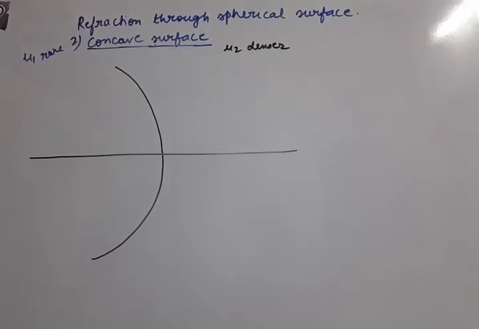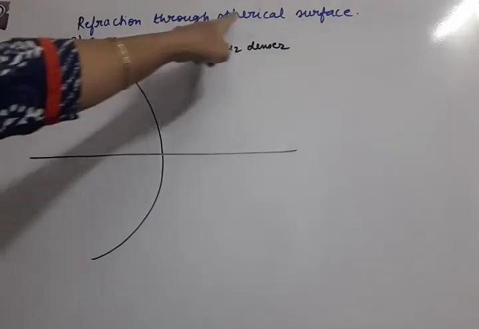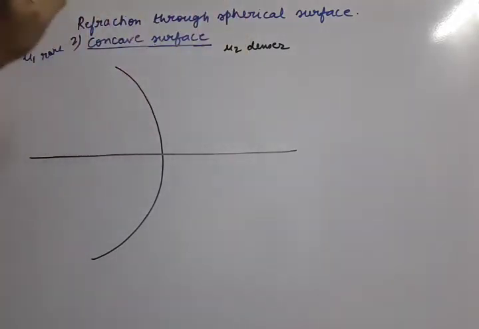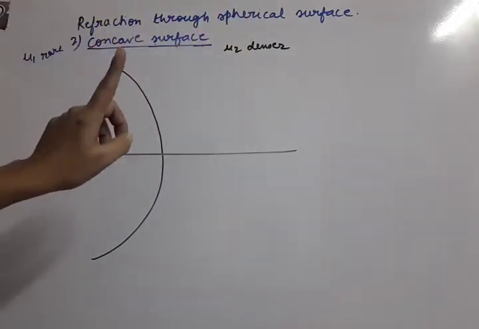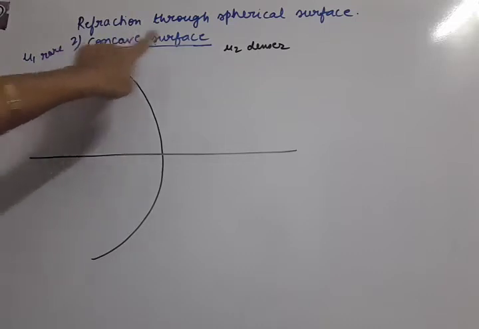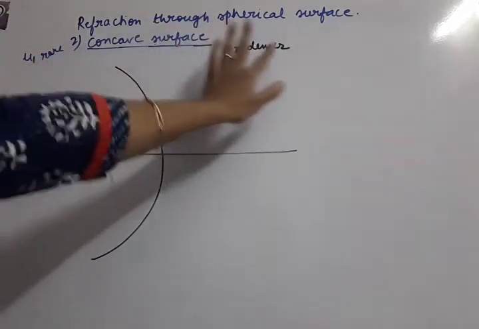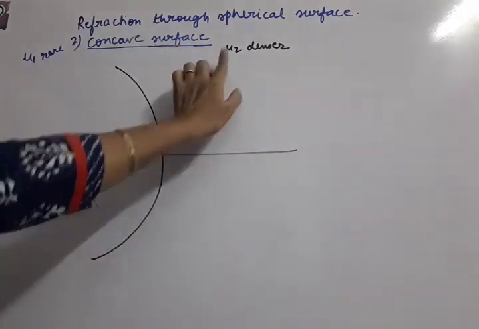Hello students, today we will be completing the second part of refraction through spherical surface. The first part was convex surface and today we are continuing with the second part, concave surface. That means here the complete medium is rarer medium mu1 and here the complete medium is denser medium mu2.